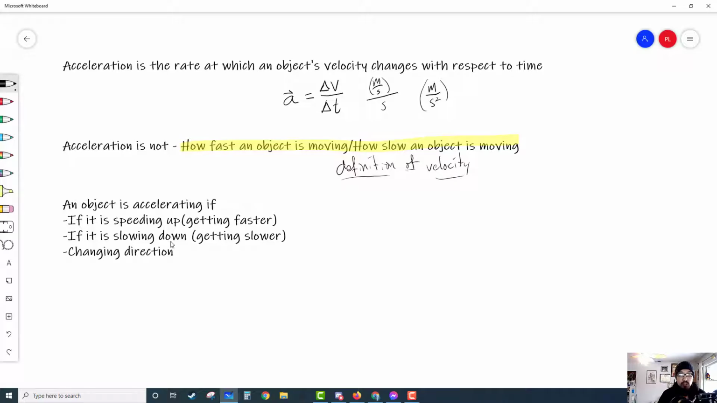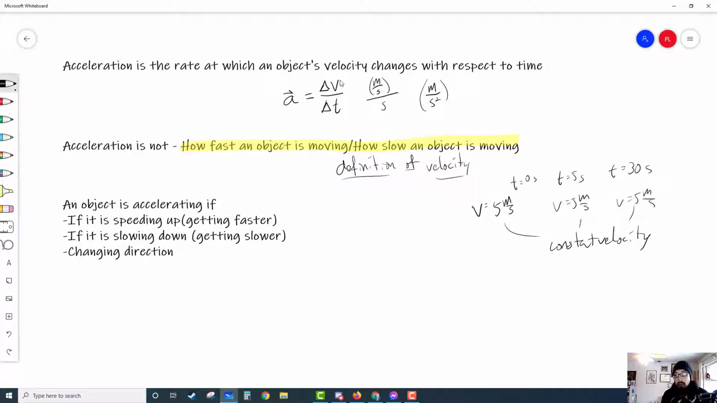An object is speeding up if the velocity is changing. For example, if you had an object that was moving at 5 meters per second at 0 seconds, and then after, let's say, 5 seconds, it was still moving at 5 meters per second. And let's say after 30 seconds, it's still moving at 5 meters per second. This is what we call constant velocity. So this shows us that the velocity is not changing.